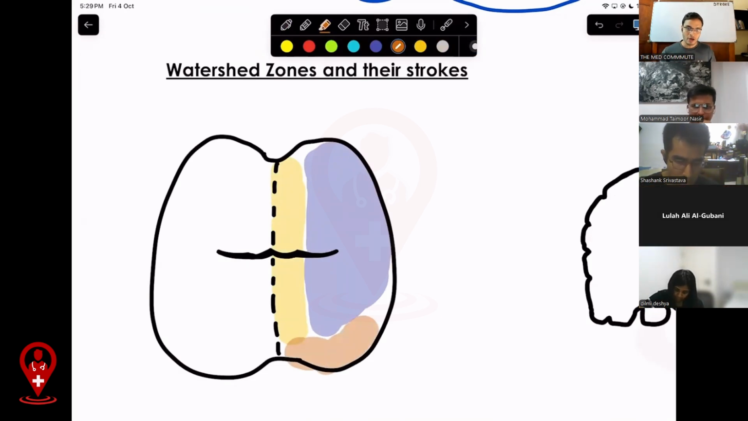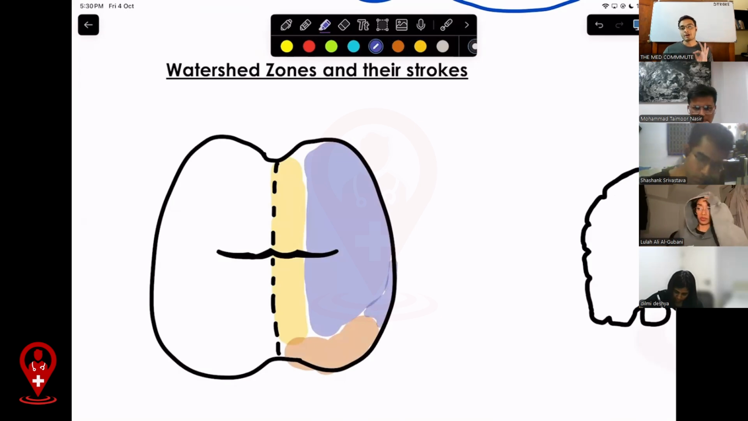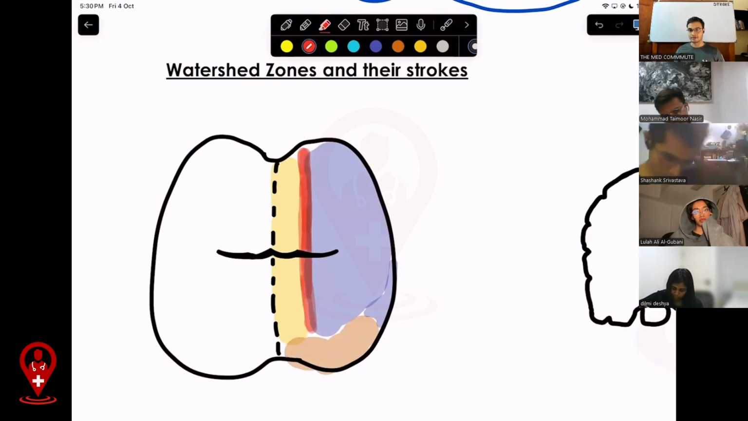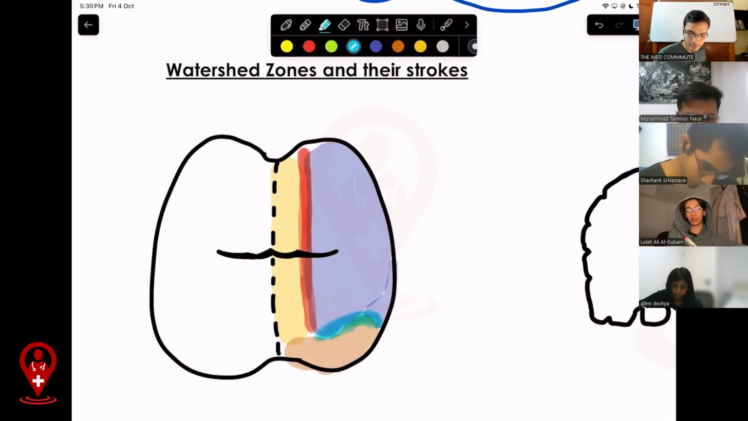All good. Now, guys, what is the important thing here? Look at this. Also, look at this. There are what we call watershed zones. What are these watershed zones? These are where two zones meet together. For example, where the ACA and the MCA meet, that is this zone that I've colored in red. There is another zone where the MCA and the PCA meet. That is this zone that I'm coloring in blue. These are what you call watershed zones. Why do we call them watershed zones, guys?